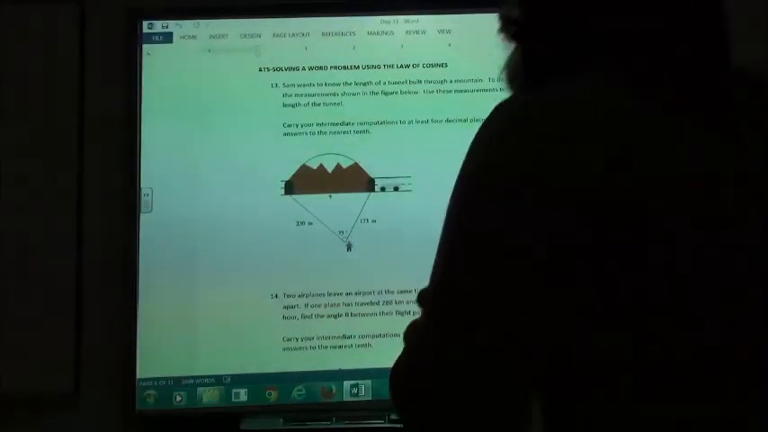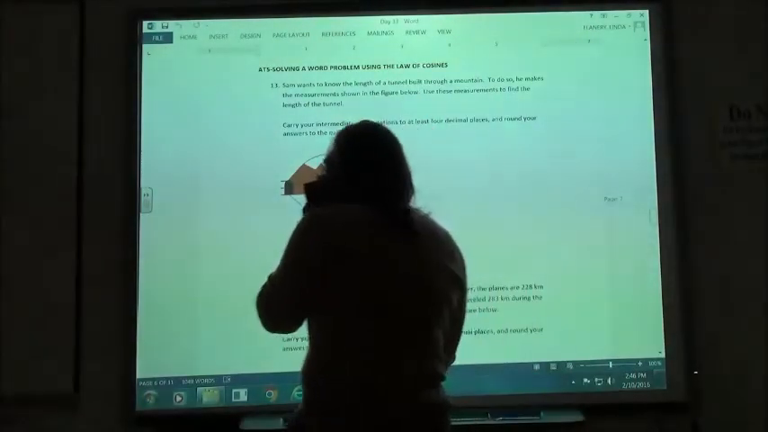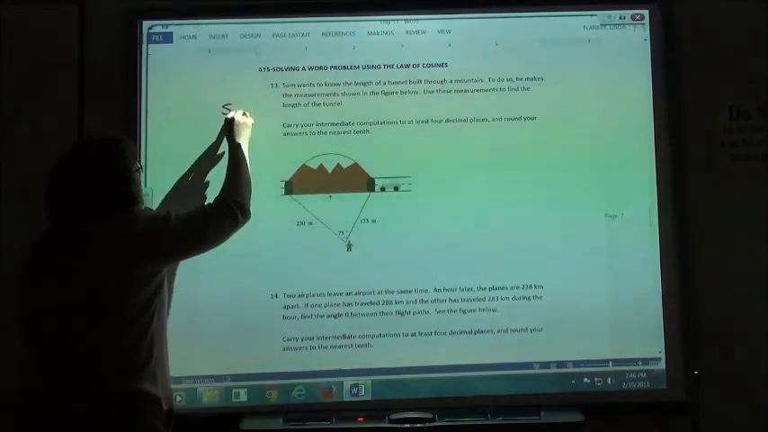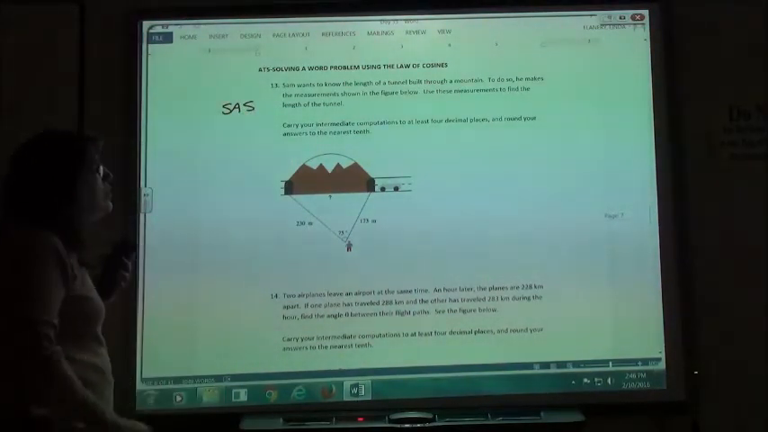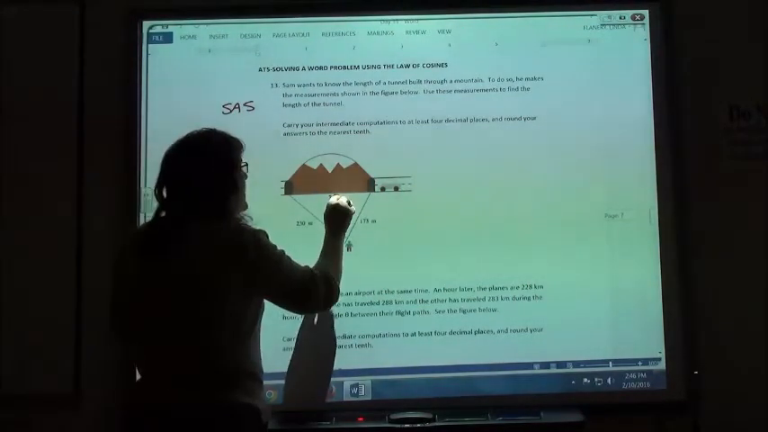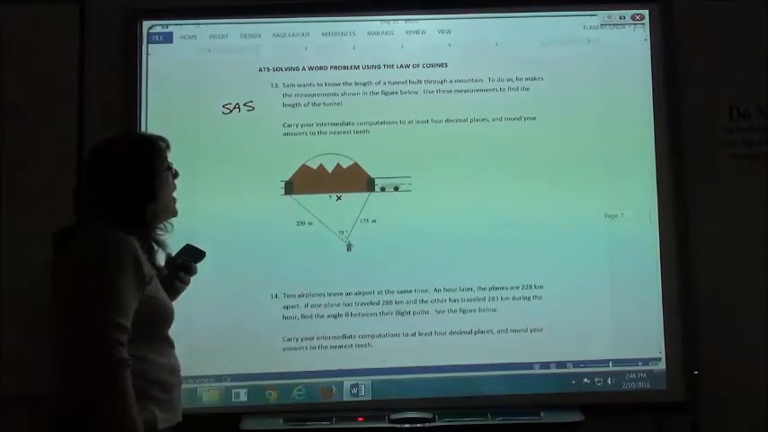We are going to do a word problem using the law of cosines. We said when we had the case where we had side, angle, side, that we could use the law of cosines in order to solve our problem. So we're missing this side here that's across from our angle.